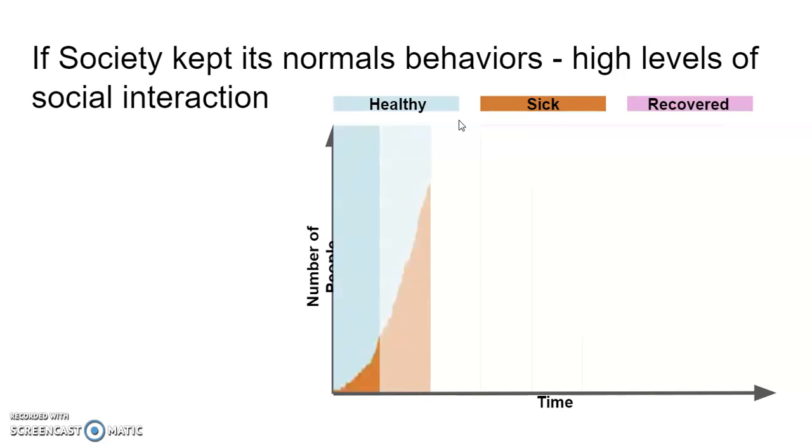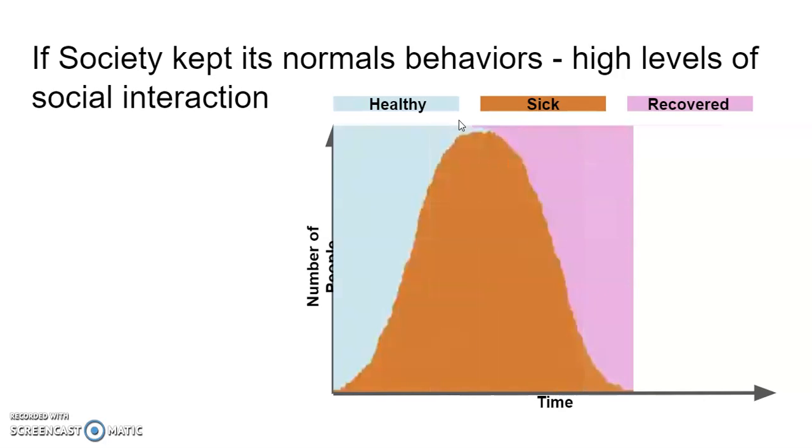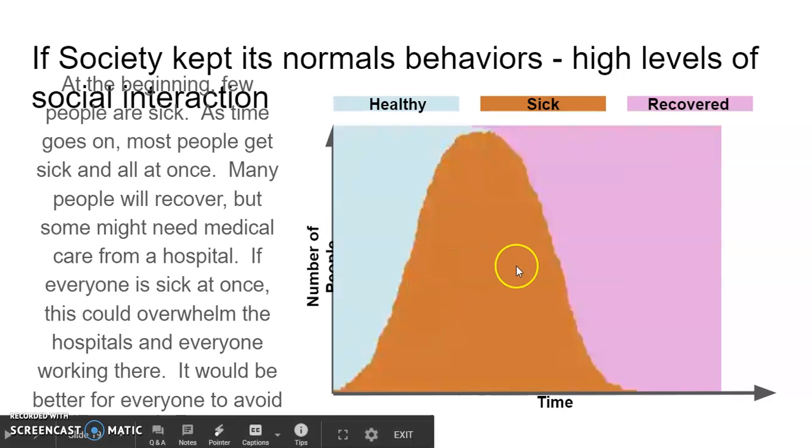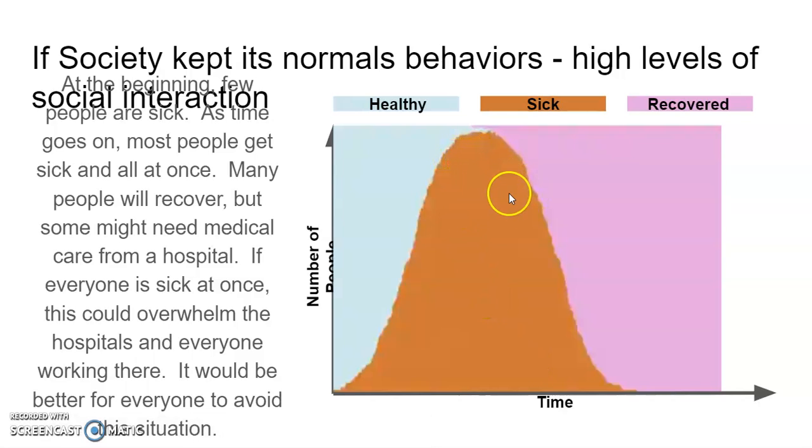So the first one is if society kept its normal behavior. So if we didn't do all the things we're doing, what would happen? And you notice we get this huge curve, right, where we get a lot of sick people in a short amount of time. And this really overwhelms the healthcare systems. Some other countries, Italy, for instance, has been seeing this happen where they really overwhelm their healthcare system and were unable to deal effectively or as efficiently as possible with all the people that got sick, which means maybe some people died that could have otherwise been taken care of.